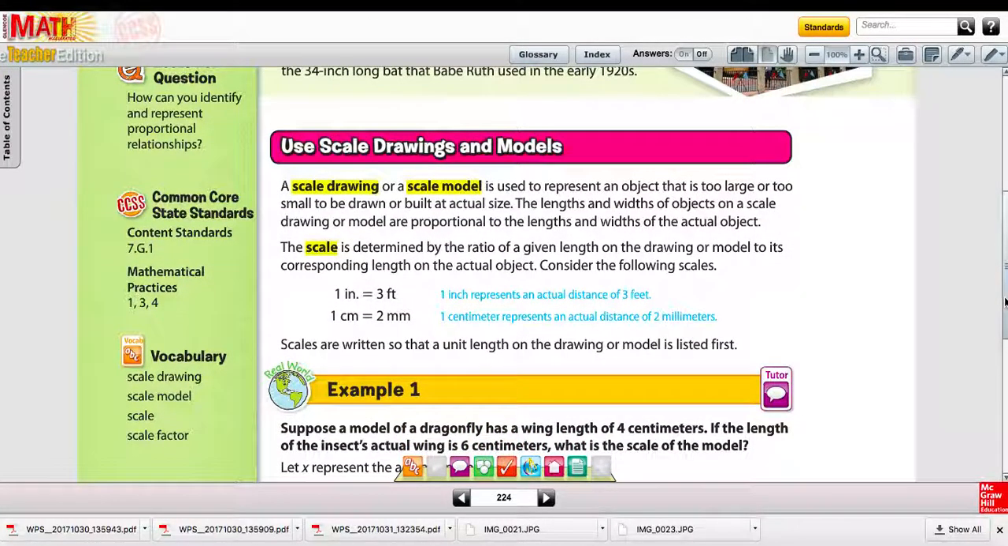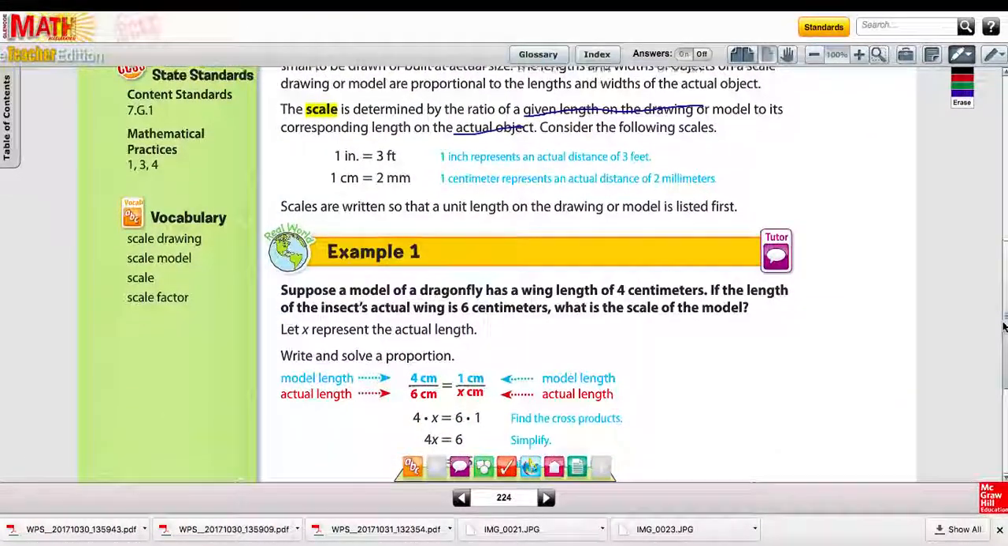Make sure to write down the definitions of your vocabulary words. A scale drawing or a scale model is used to represent an object that is too large or too small to be drawn or built at an actual size. And the scale is determined by the ratio of a given length on the drawing to its corresponding length on the actual object. So we'll be using that moving forward on our indirect measurement project and other problems involving scales, where we have the given length on the drawing and then we have the actual object's length. So we'll be using that on our example problems here for Lesson 5.8.